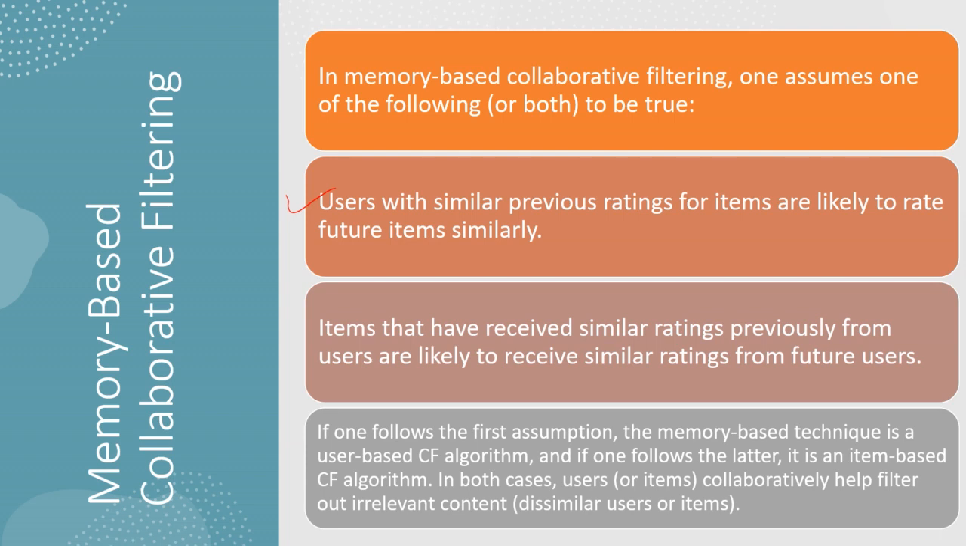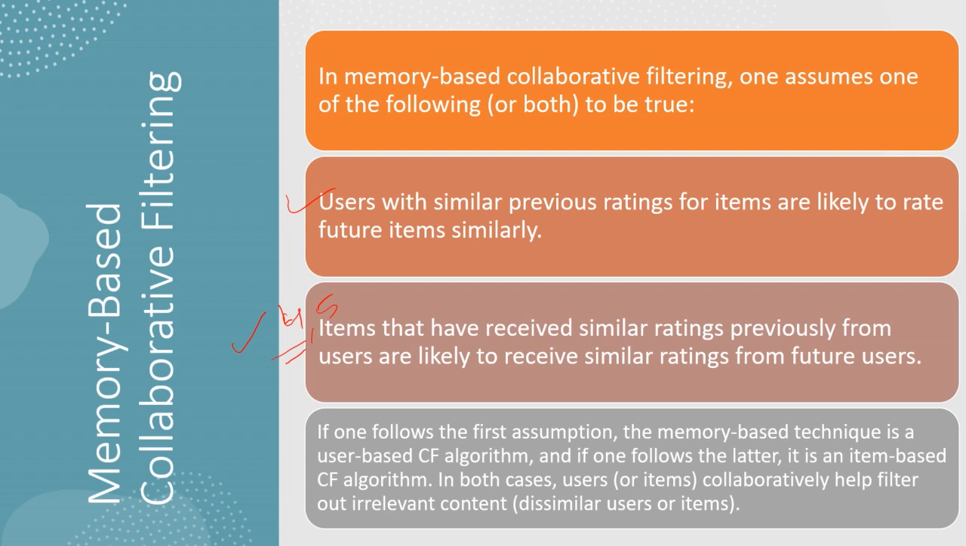Now items that have received similar ratings previously from users are likely to receive similar ratings in future. That means a product which is good is rated say 5 or 4. So every time the product is purchased, the product may receive the same rating. So there may be users giving similar ratings to an item, or an item receiving similar ratings from different users.